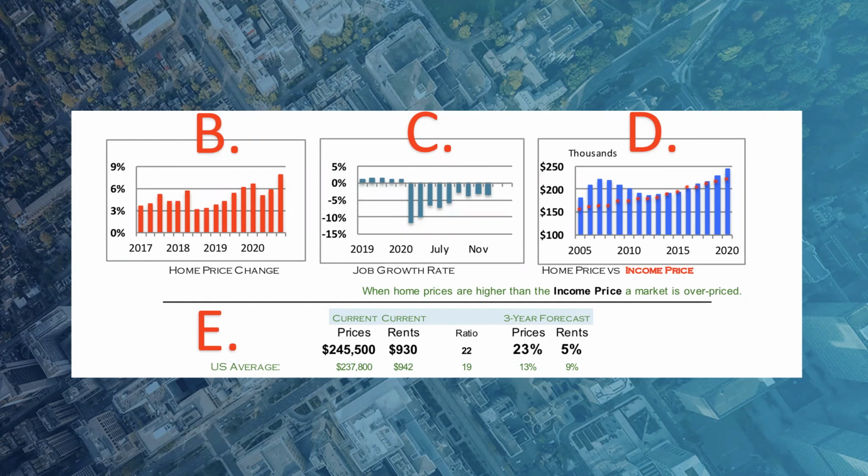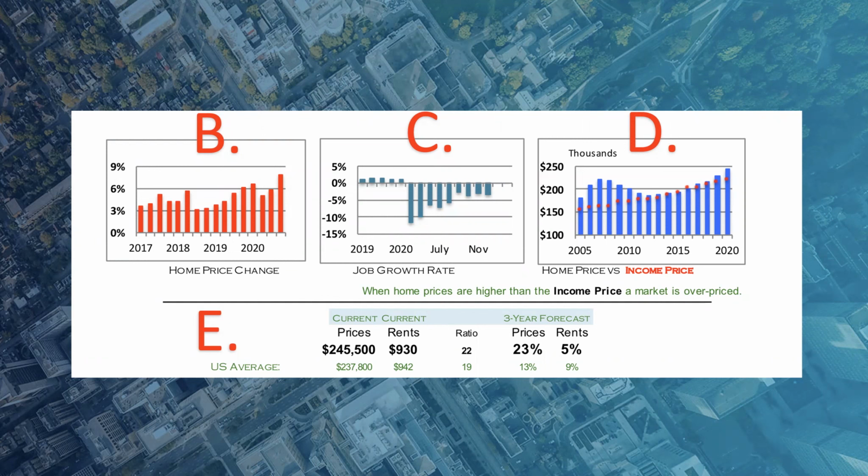Chart D shows the average home price and a comparison price in red called the income price, which is linked to local income. When home prices are well above the income price, a market is overpriced and the risk of investing is higher. In Albuquerque, demand for housing has been good. The market is not overpriced, but jobs have not yet recovered, so the overall risk rating is medium.